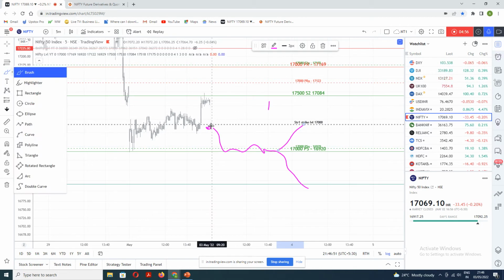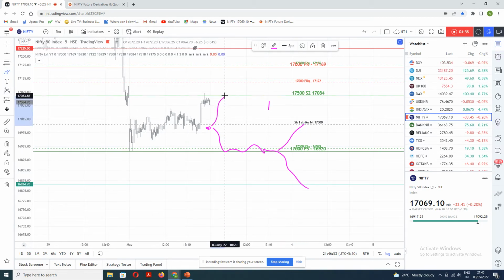Suppose after a gap down, if it is rising, then it may again go to this level. It may have some resistance over there. If it is getting support, it will try to break and it may go up to this level also. So this is the way we see the market actually.